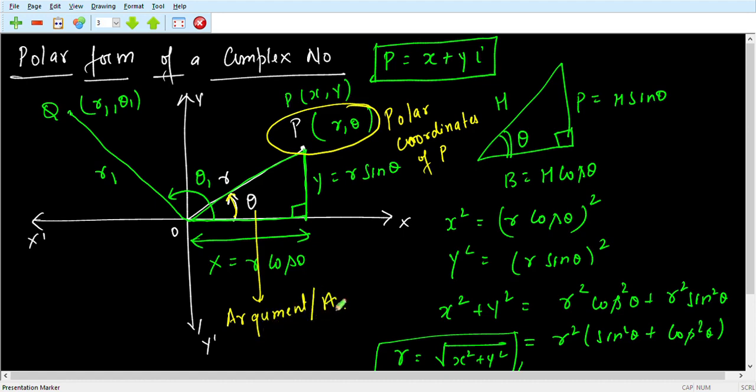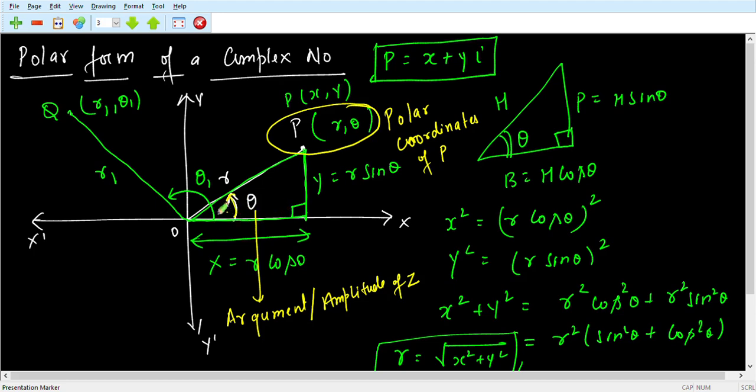Another name is amplitude of Z. This theta is the amplitude or argument of a complex number, and this theta may be less than 90°, more than 90°, 180°, more than 180°, 270°, or more than 270°, or 360°. So this theta may be 0 or maybe 360°. So this theta will be between 0 to 360.